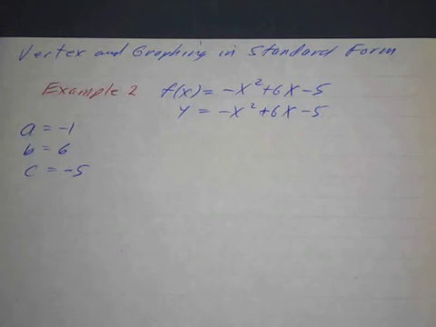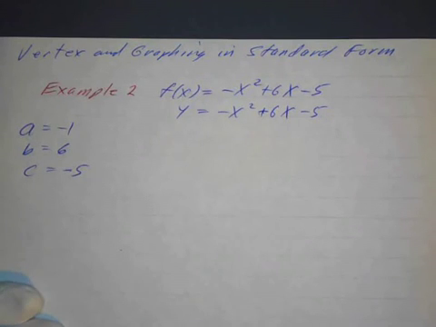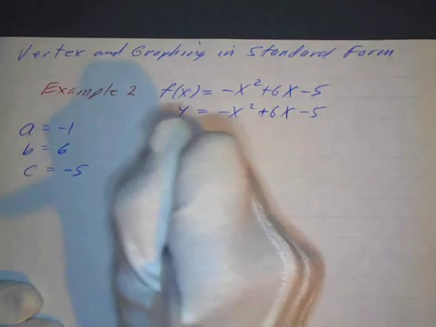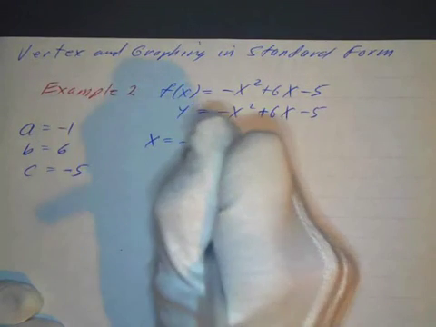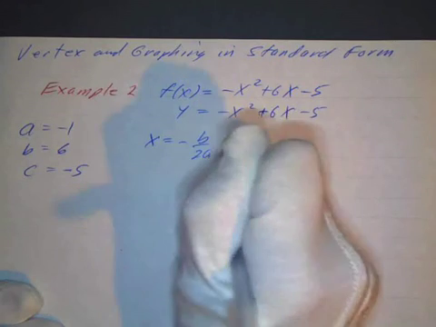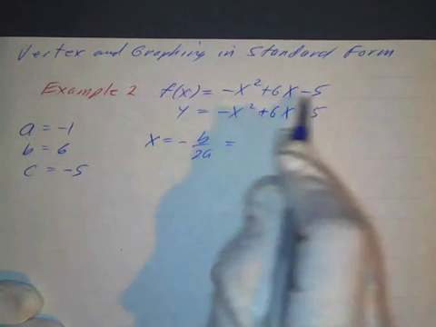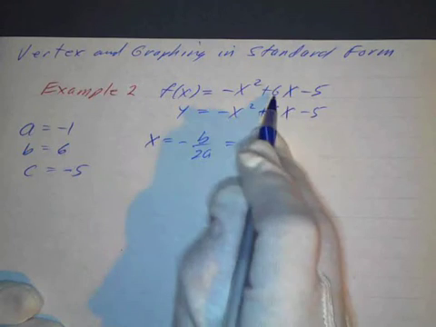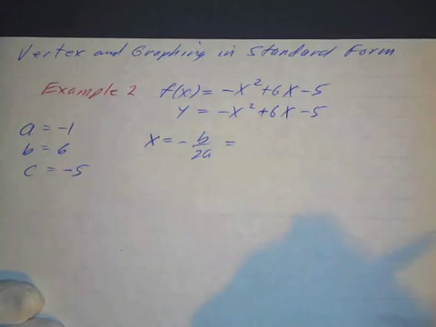Okay, here's another example, and since we've already gone over all the techniques, it should be a little bit faster on this one. So we want to graph this, find the vertex and graph it using the standard form. So let's start with the vertex, and we know that the x value of the vertex, x equals minus b all over 2a. And we look at our equation, and we know that we have negative 1 is a, 6 is b, and negative 5 is c.